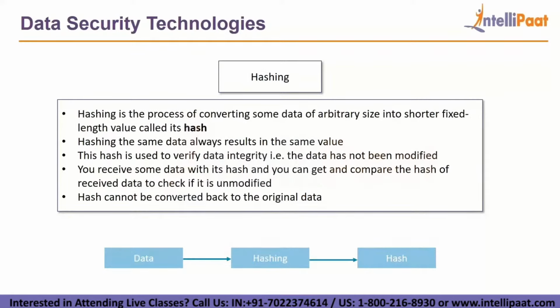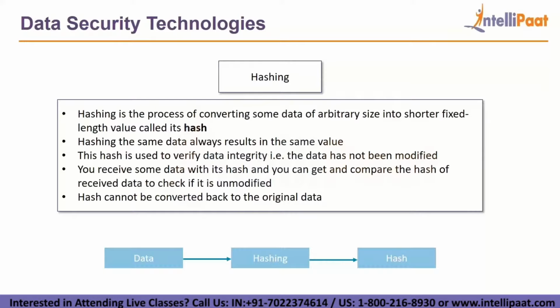Then comes hashing. Hashing is the process of converting some data of arbitrary size into a shorter fixed length value called its hash. Different hashing algorithms give you different sizes of hashes. Usually 64-character strings are used, with 64 alphanumeric characters strung together one after the other. Hashing always gives the same value for the same data. So for instance, if I hash some data 4 times, I'm going to get the same hash, or the same string of finite size. It could also be called the signature of the data.